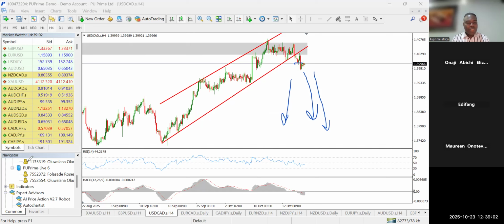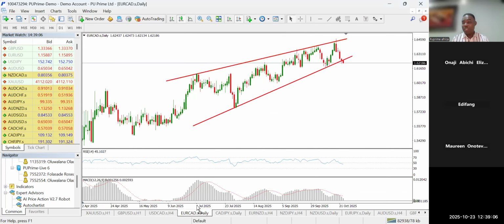Now, if we check other CAD pairs also, we'll see that some of them are already having this bearish trend. Like this is the Euro CAD, which also contains the dollar. For the Euro CAD also, you can see price is clearly in a bearish trend. We had a rising wedge with a twisted top, and today's candle already broke out even below the trend line, showing that this instrument, in the last 5 days, is already in a bearish trend.